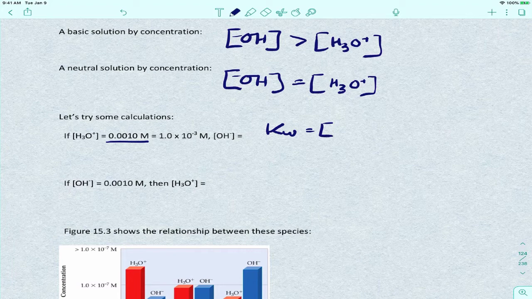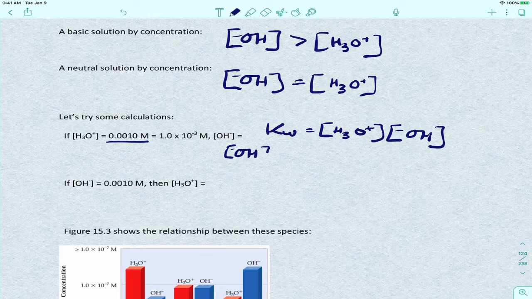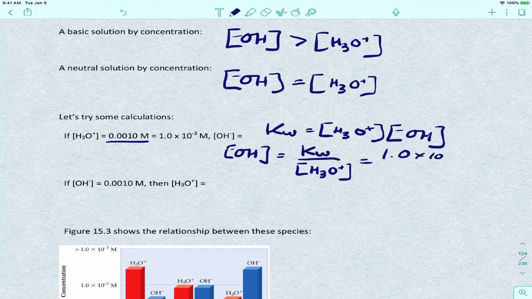So let me write that equilibrium expression again. Kw is equal to the concentration of H3O plus times the concentration of OH minus. If I solve for the concentration of OH minus, I've got to divide both sides by the concentration of H3O plus. So the concentration of OH minus is going to be equal to Kw divided by the concentration of H3O plus. Kw is a constant that doesn't change as long as the temperature stays the same. So it's 1.0 times 10 to the minus 14th divided by the concentration of H3O plus, which in this case is 1.0 times 10 to the minus third molar.